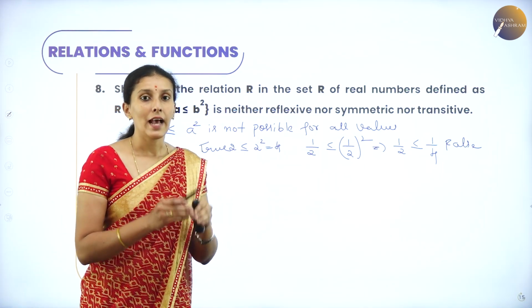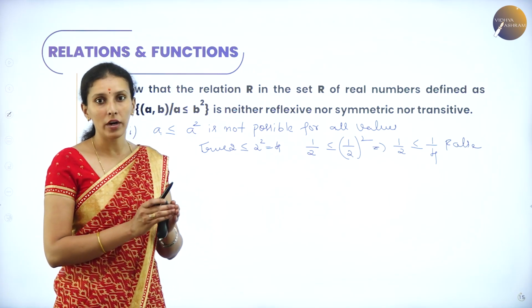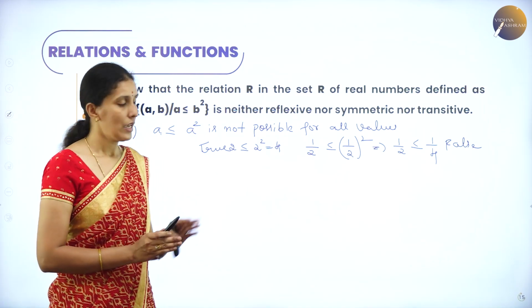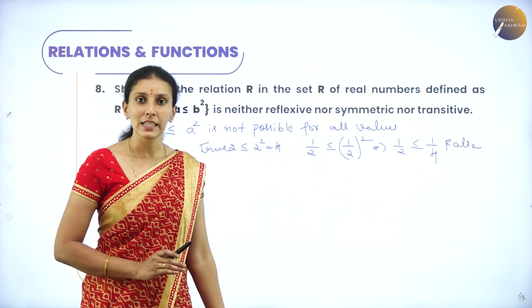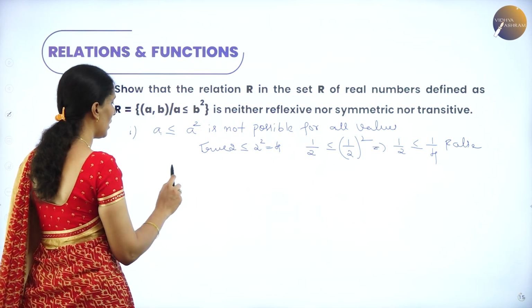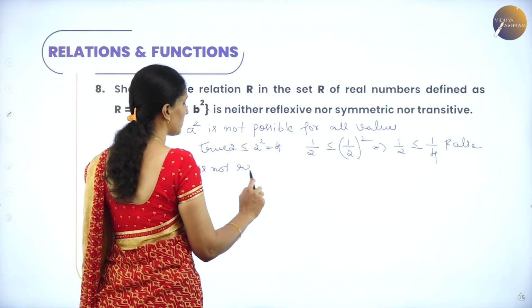So if it has to be true for all values in the set, then only I can write the ordered pair (A, A) belongs to R. But here it is not possible for all the values in R. Hence, this is not a reflexive relation. Therefore, R is not reflexive.